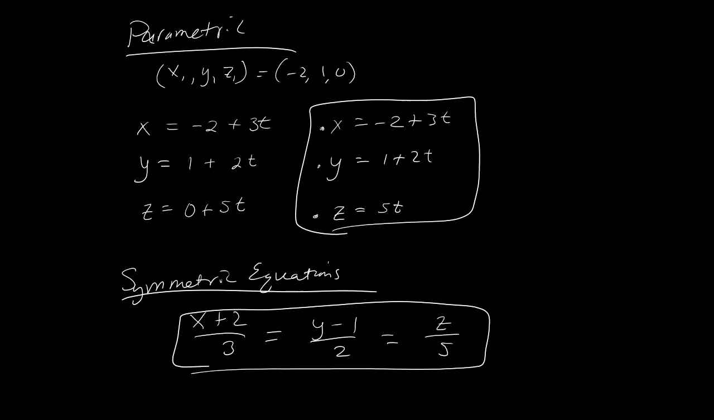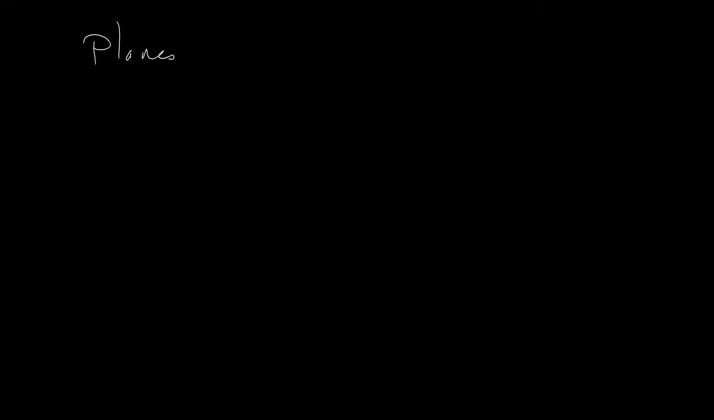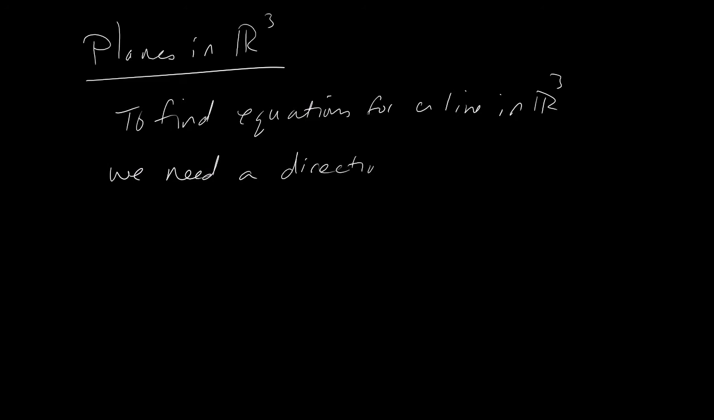Okay. All right, so now we're going to talk about planes in space. All right, so to find the equations for a line in R3, we need a direction vector parallel to that line. So for lines, we need parallel vectors.